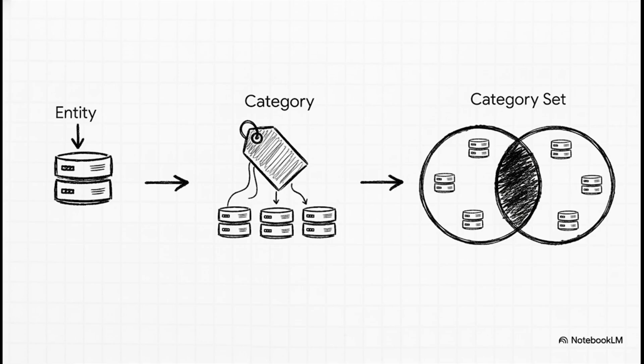Honestly, these are the lifeblood of FNS. Just think of them as key value tags used to group your entities, like tagging a VM with an app type, a tier, or a location. And finally, the category set. This is simply a collection of those categories evaluated together using an AND operation. So a VM has to have all the tags in the set to be included.